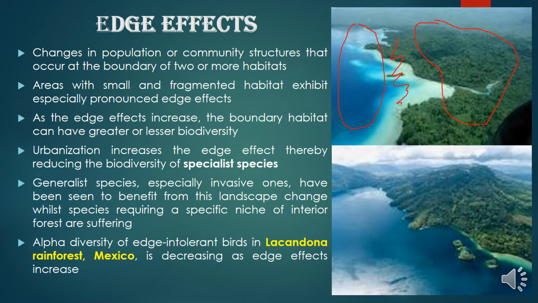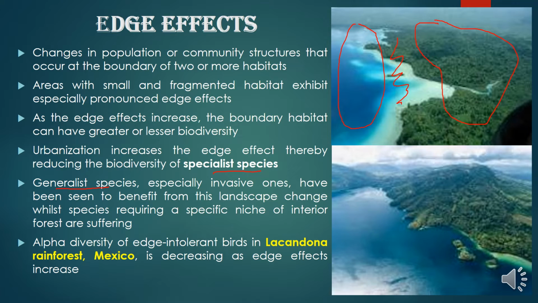Also the urban area and the surrounding area. So in the ecotone surrounding the urban area, again there will be mostly generalist species, and the specialist species, which require a very special environment for their survival, will be reduced. Now let me talk about the generalist and specialist species.